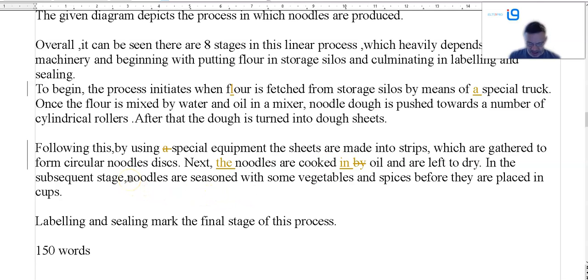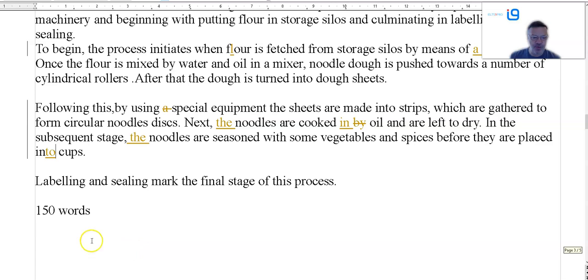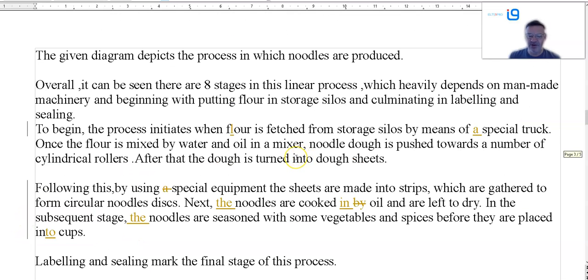The noodles, don't forget your articles. The noodles are seasoned, so it's relatively placed into cups. Preposition. Let me see my final stage of this process. Okay, so that's not bad, but that's just a bare 150 words. It's a little bit sparse. It's not too bad. You could certainly flesh this out a little bit.